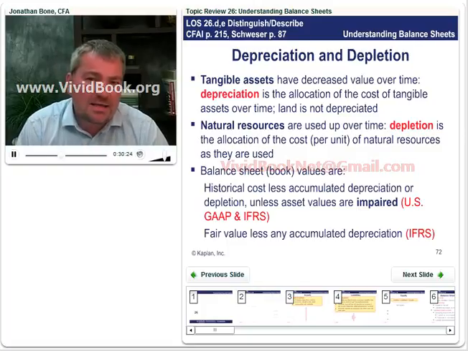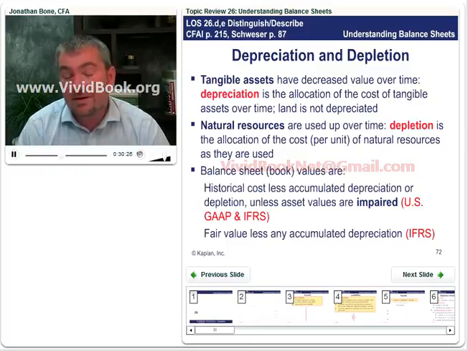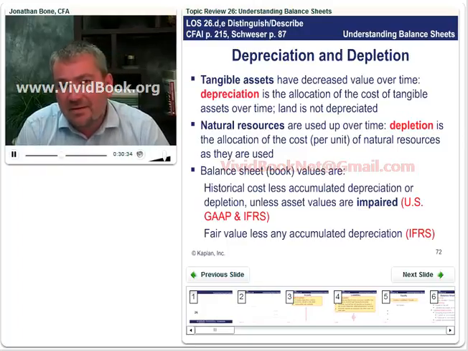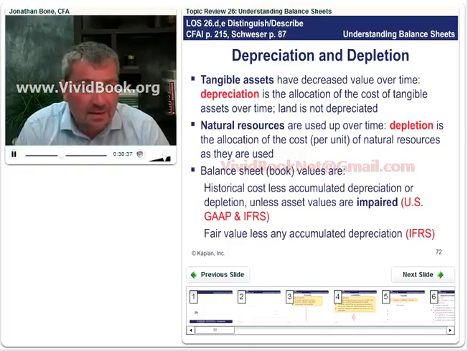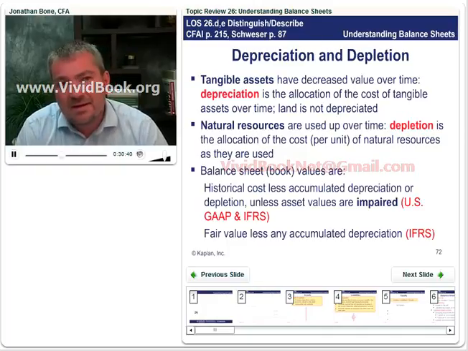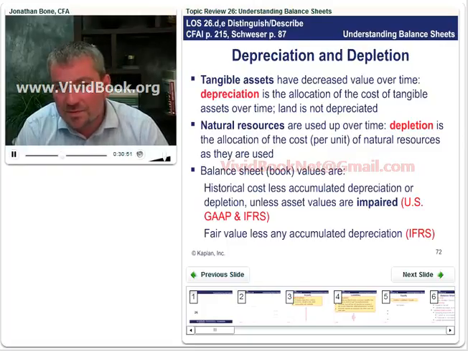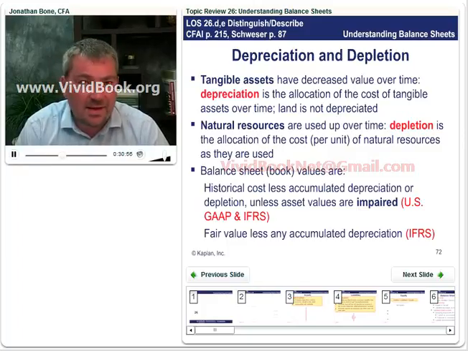It says unless the values are impaired under US GAAP and IFRS. Well, again, we're going to see impairment in a later reading, so a very brief intro to it right now. Impairment is all about the carrying value of the asset. When we say carrying value of the asset, we simply mean the value that's recorded in the balance sheet. Now, if the fair value of the asset, or the value in use, which is essentially the present value of the future cash flows expected from the asset's use, drops below its carrying value, you have an impairment under both US GAAP and IFRS. How they're measured under the two is slightly different, and as I said, we'll cover it in a later reading.